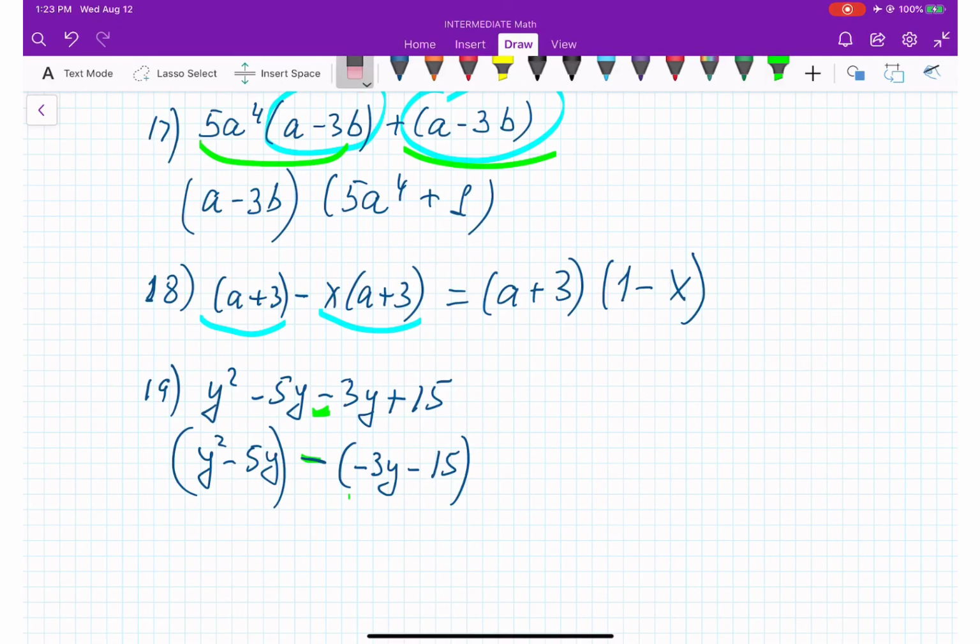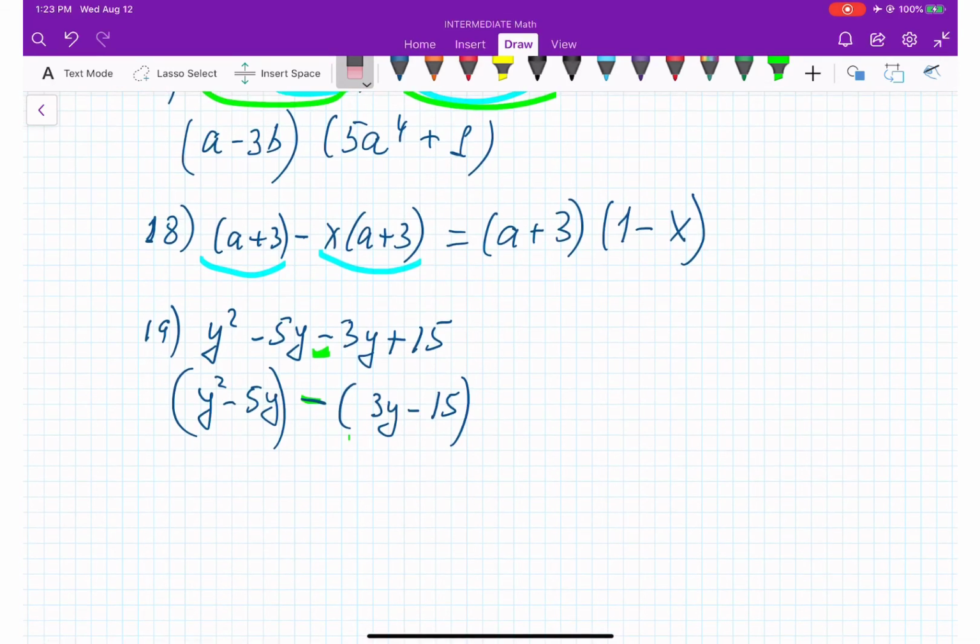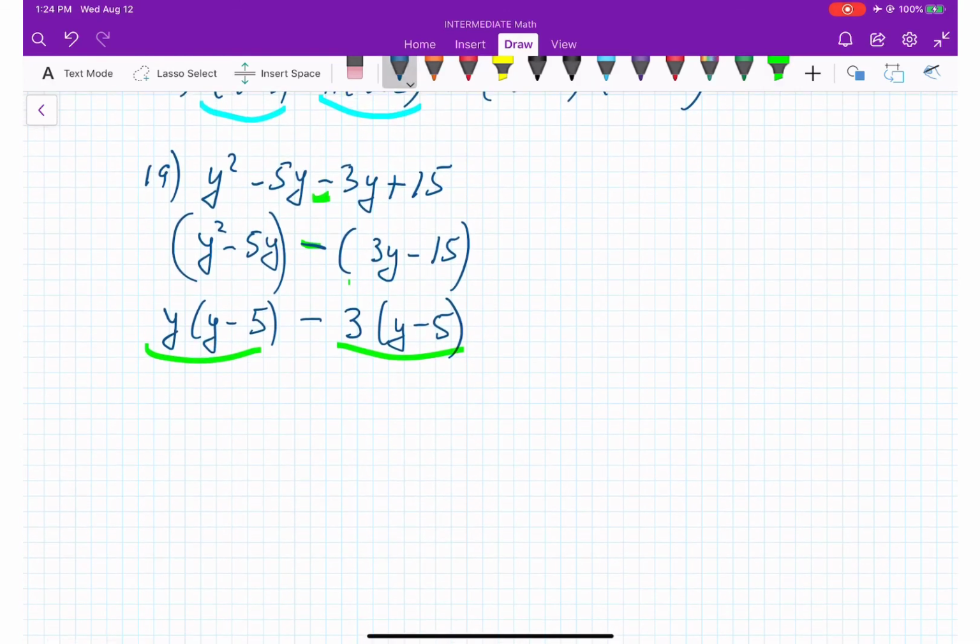Okay, let me clean this. 3y, because it was negative, will be positive. Okay, I messed up. And then the 15, if I open parentheses, negative 15 will become positive 15. Yes? So let's take common factor. From the first term, common factor is going to be y, which will be y minus 5 here. Second term, I'm taking common factor 3, y minus 5. So we have two terms with common factor y minus 5. It is going to be y minus 5, and here we'll have y minus 3.